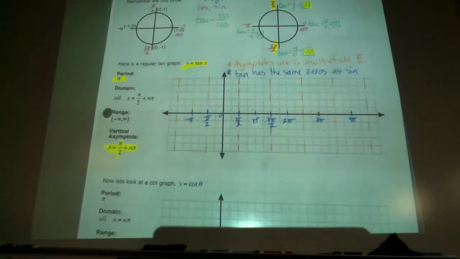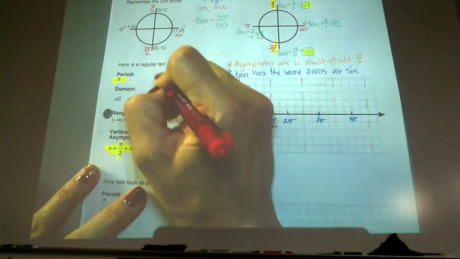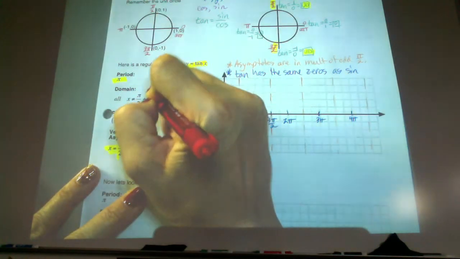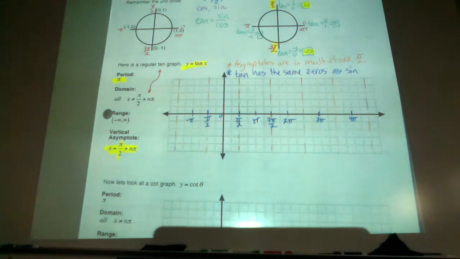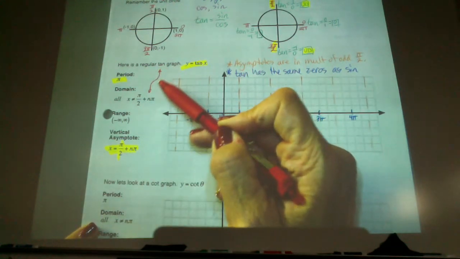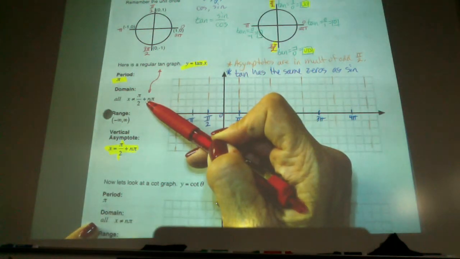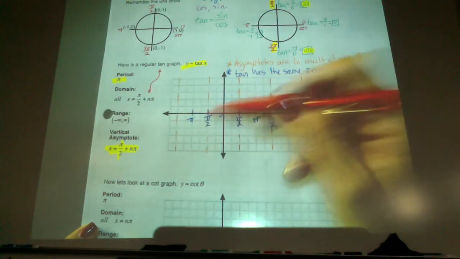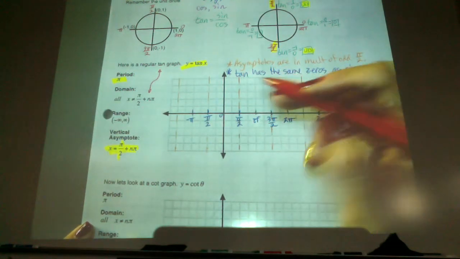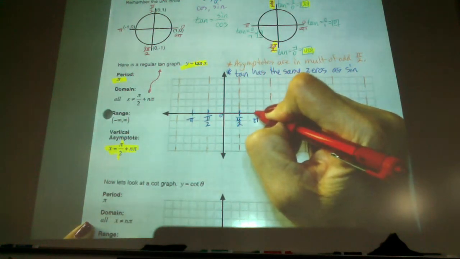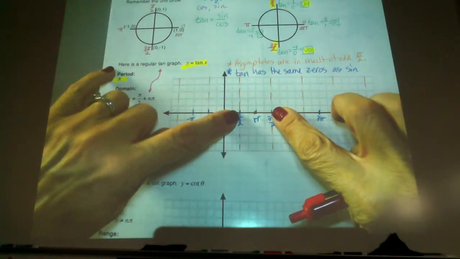Then your tangent graph looks very similar to the y equals x cubed graph. It's an S-shaped curve. It starts in the upper right corner and it goes to the lower left corner. You have to find the middle between your asymptotes. The middle between your asymptotes would be the zeros.